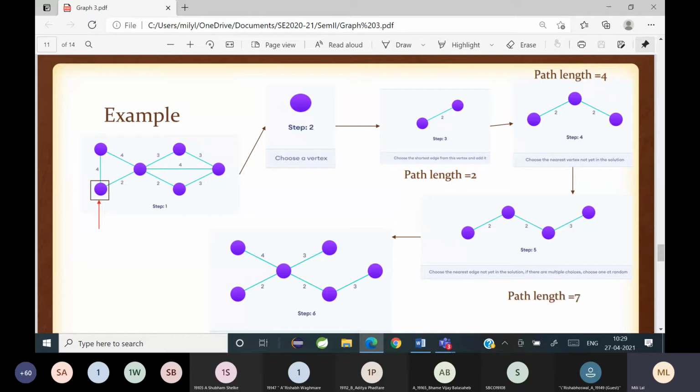Now to include the third vertex, from the second you have 3 different edges to different offices. You can see 3, 4 and 2. So they have selected 2. So you can see the 3 vertices have been included now. And now the path length has become, what is the path length now?